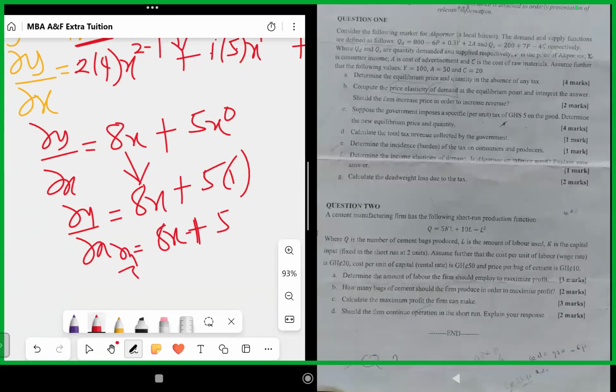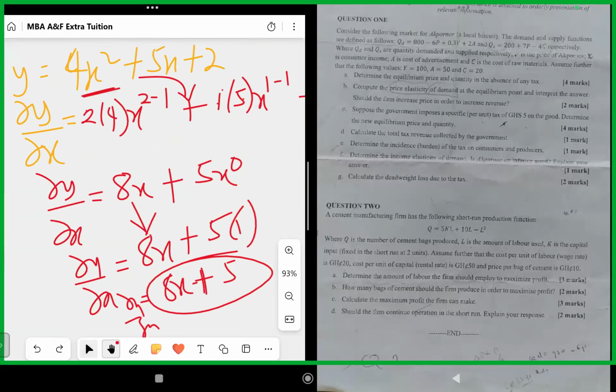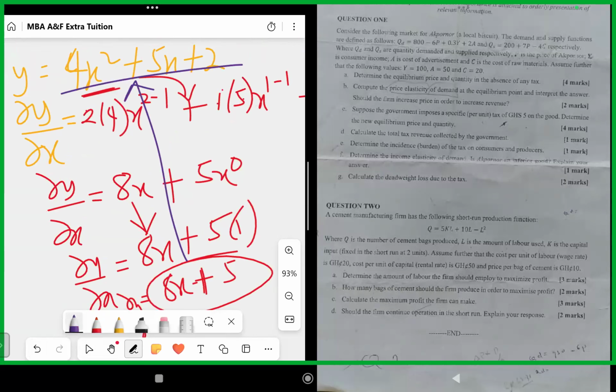So 8x plus 5 equals dy/dx. This is the derivative of the equation I've written above, this equation here. That's the derivative. Do you get it?